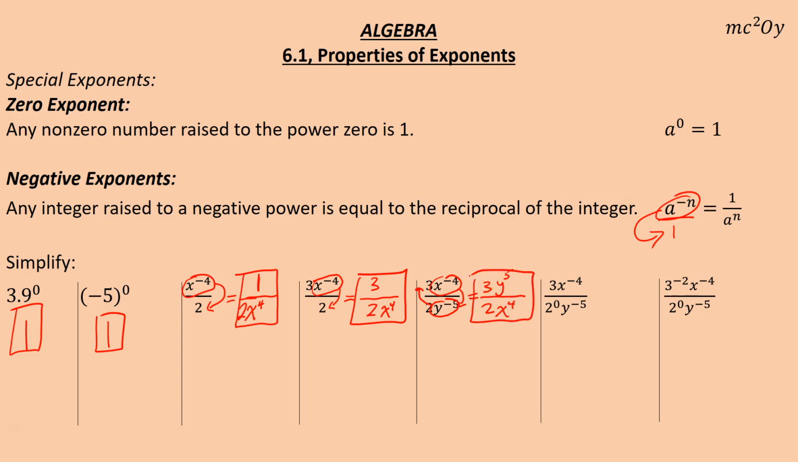Notice I keep adding a piece each time on these problems. So now I'm here. Well, the thing that doesn't move is the 3. It's not being raised to a power. The 2 actually has a power now. It's 2 to the 0, and 2 to the 0 is 1, so I'm just going to cross it out, because multiplying by 1 doesn't change anything. The x to the negative 4th moves down. The y to the negative 5th moves up. So on top, I have 3y to the 5th. On bottom, that x to the 4th.